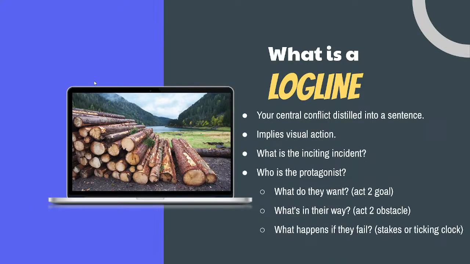All right, shall we talk loglines? Shall we talk, like there's anyone else talking? It's just me talking. Should I talk about loglines?